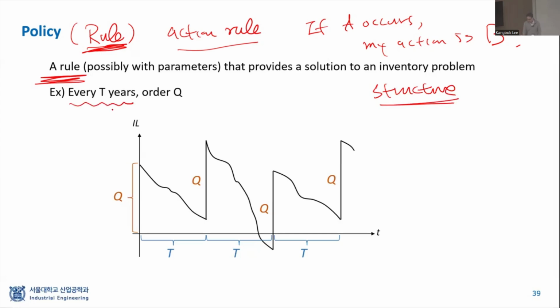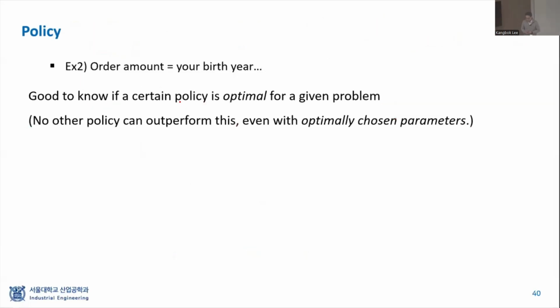Here, a rule can be as simple as this: every T years or T periods, order a fixed number of products. For example, every 2 weeks, I want to order 100. That's a simple application of a policy. I can make it much simpler or much more complex. For example, my order amount is your birth year. This can be another simple but stupid order policy.